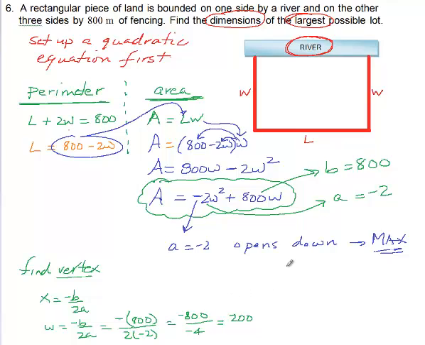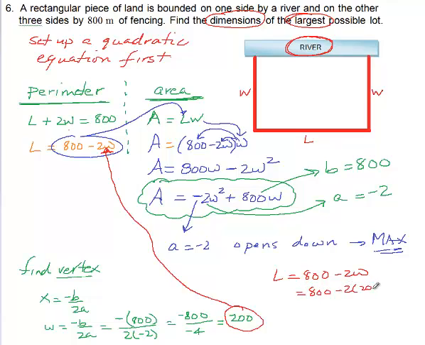200 meters. Now how do we find the length? Well, look, we already solved for L. So put it back here for W. See where I'm putting it back? Right there. So L is 800 minus 2W. So that's 800 minus 2 times 200. So that's 800 minus 400, which of course is 400. Now, so it looks like the width is 200 and the length is 400.